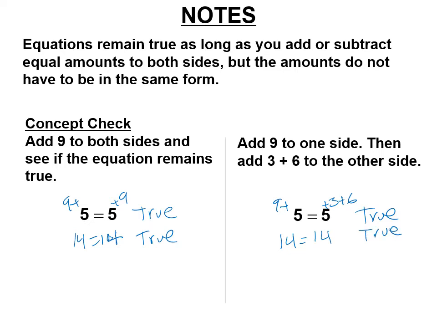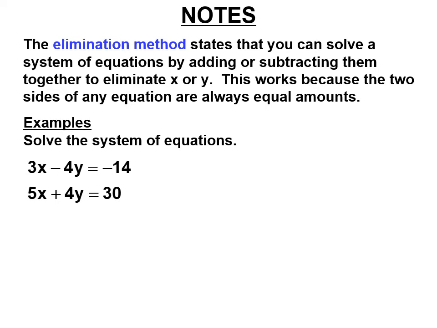But this is the key thing of why today's method works. If you add 9 to both sides, it could be 9 on one side, and it could be 3 plus 6 on another side. It could be 1 plus 8 on another side, right? Anything that adds up to 9. So let's see how that trick or that thought process works today. It leads us to the elimination method. The elimination method states that you can solve a system of linear equations by adding or subtracting them together. The two equations can be added together to eliminate x or y.